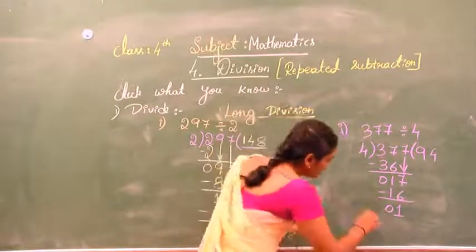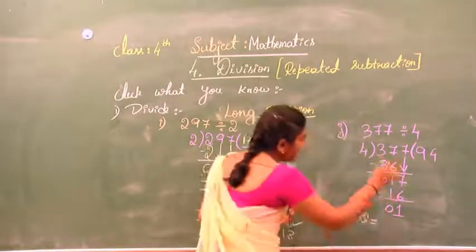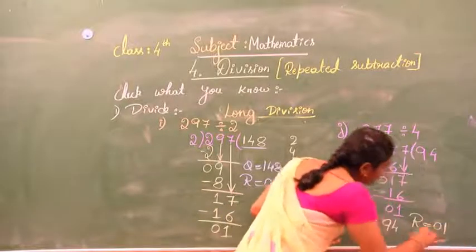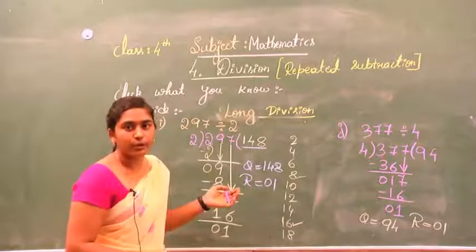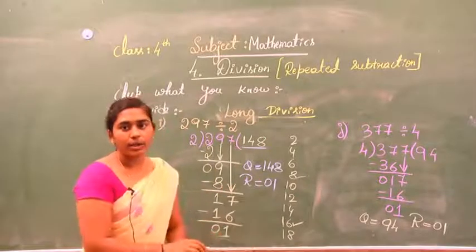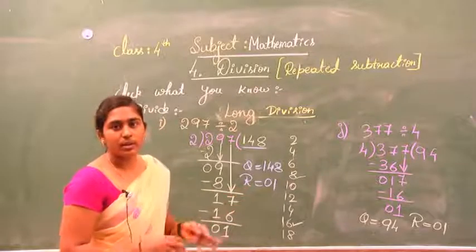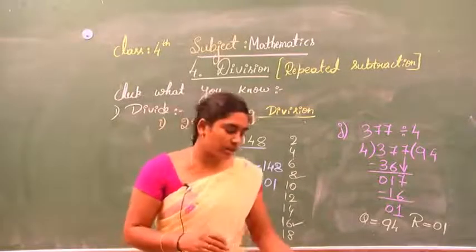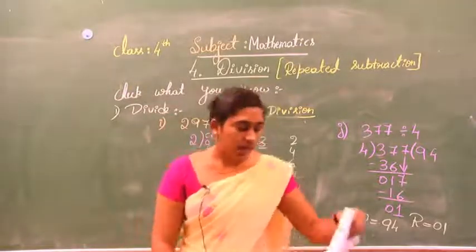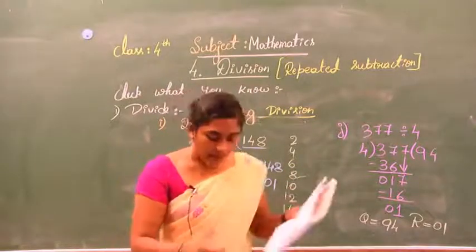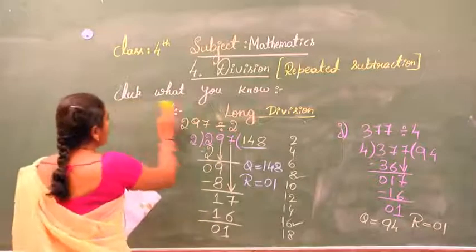What will be the quotient and remainder? Quotient is 94. Remainder is 1. Like this you need to solve all the questions. I have done only a few questions. You need to solve the next two questions which I have left in the first main, that is, check what you know. Next we have these story sums.